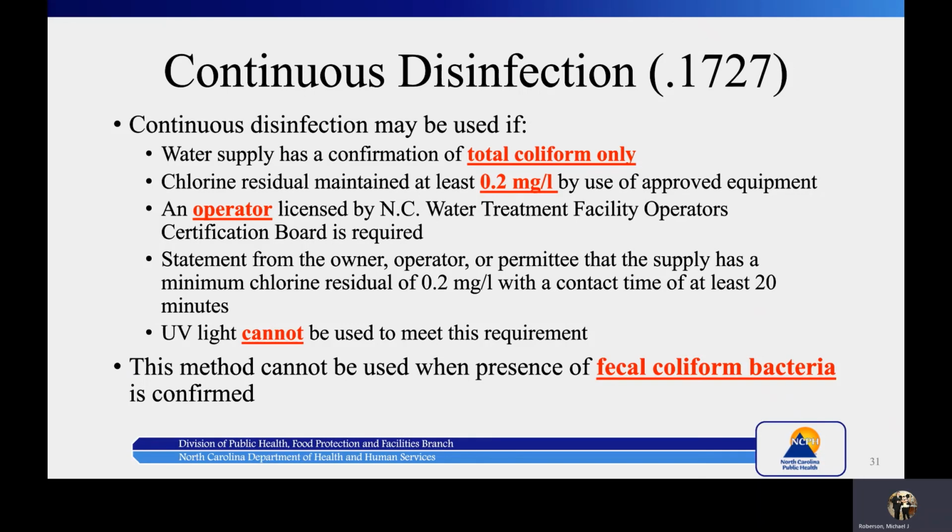Now, keep in mind that a UV light cannot be used to meet this requirement. UV light is nowhere in our regulations. It may be in other regulations for other state agencies, but it is not in the 1700 rules. So if someone wants to use UV light as a form of continuous disinfection, make sure that you let them know that that is not approved to meet this requirement and that they would need to follow the continuous disinfection requirements listed in 1727.